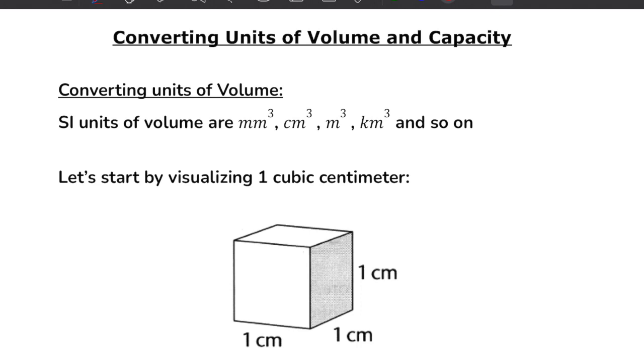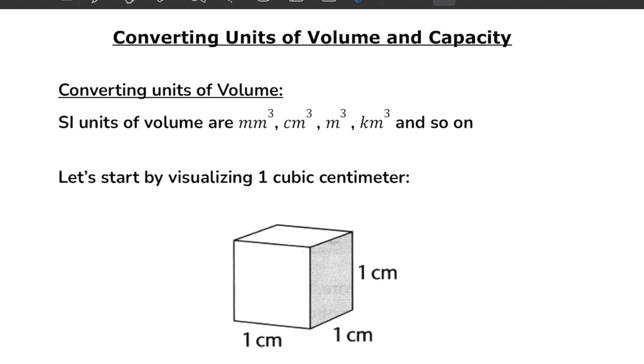We are working with volume at the moment. So we're taking SI units such as millimeters, centimeters, meters, and kilometers, and so on, but we're working within volume, so three-dimensional space. So the units are all going to be cubed because they're all three-dimensional, okay? And just to review, the definition of volume is the space that a 3D object occupies, and capacity is how much we can fill a 3D object.